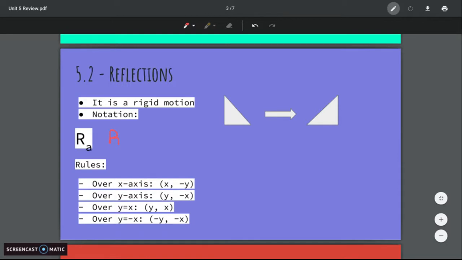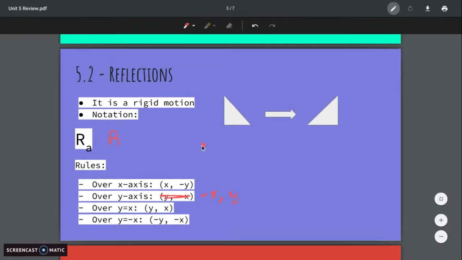Oh, wait a second. Something's not right. I don't know why it says Y, negative X. That's not true. Let me cross that out. It is negative X, Y. Don't know why that happened. Sorry, that's wrong. It's negative X, Y. And if you reflect it over Y equals X, which means that it starts at the origin and goes with a positive 1, 1 slope. And then Y equals negative X is just the one that goes down like that.